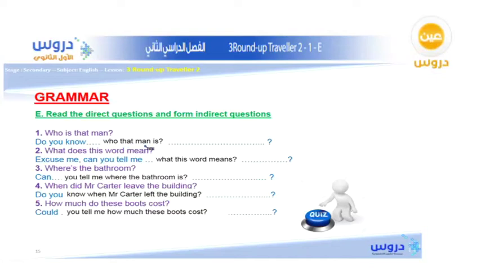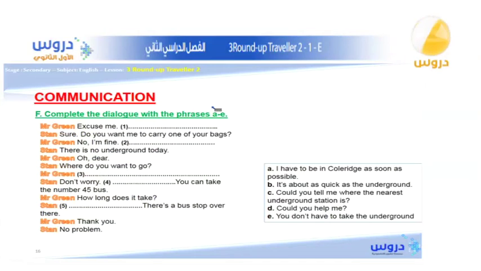Number 1 is: do you know who that man is? Number 2: excuse me, can you tell me what this word means? And here, where's the bathroom? Can you tell me where the bathroom is? When did Mr. Carter leave the building? Do you know when Mr. Carter left the building? The last one is: could you tell me how much these boats cost? So here we change into an indirect question.